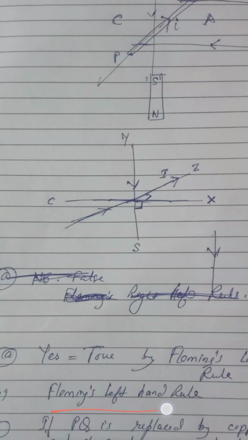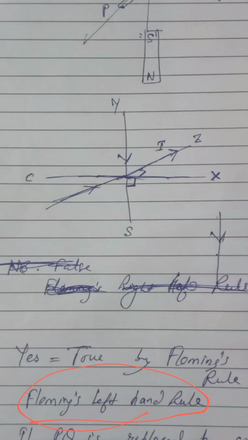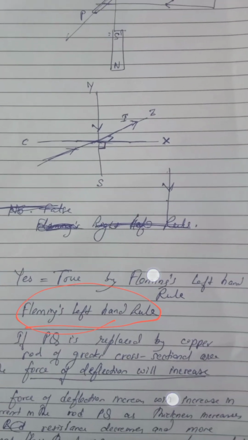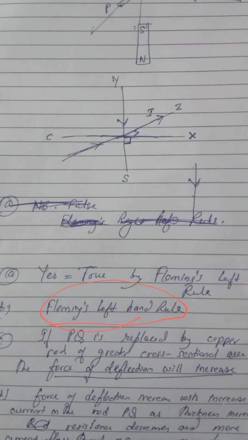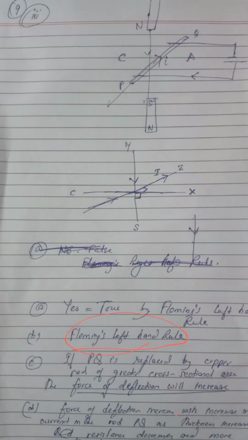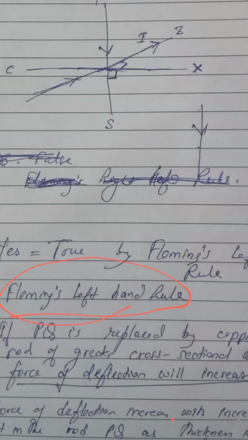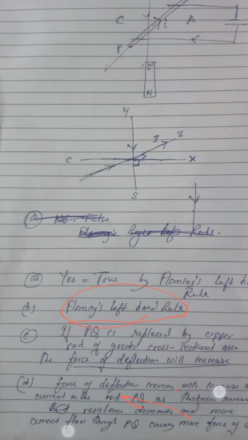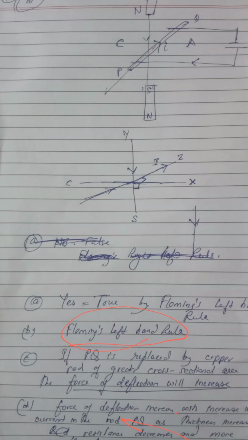What is the law? I don't know, but the law might be Lenz's law or whatever. Part C, what will be the effect on the force experienced if the rod PQ is replaced by another rod of the same length but greater cross section? If PQ is replaced by another copper rod of greater cross section, the force of deflection will increase because more current will flow through it. More current, more deflection, more magnetic field, and the force of deflection increases with the increase in the current flowing through the rod. Since thickness increases, the current flow will be more.